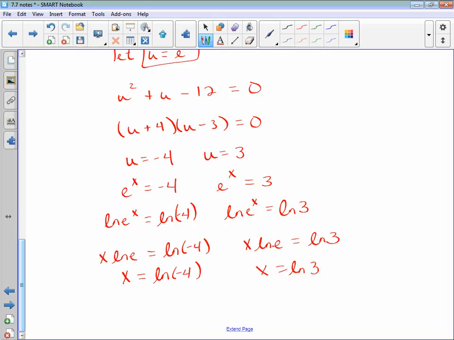Are both of those okay? No. Which one's not okay? No, just the negative 4. You cannot take the natural log of a negative number. So all of that to get your one answer of the natural log of 3.